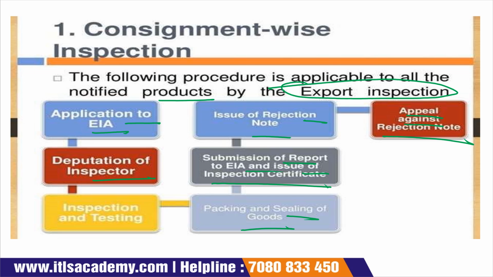So first of all, what should we do? We have to give an application to the EIA, then a deputation of inspector is assigned, then the product's inspection and testing are done, then the product is packed and sealed, and the report should be submitted to the EI, and inspection certificate and rejection note are issued, and appeal against a rejection note. If the product is rejected, then they can also appeal against the rejection note. So these are the processes which come under consignment wise inspection.